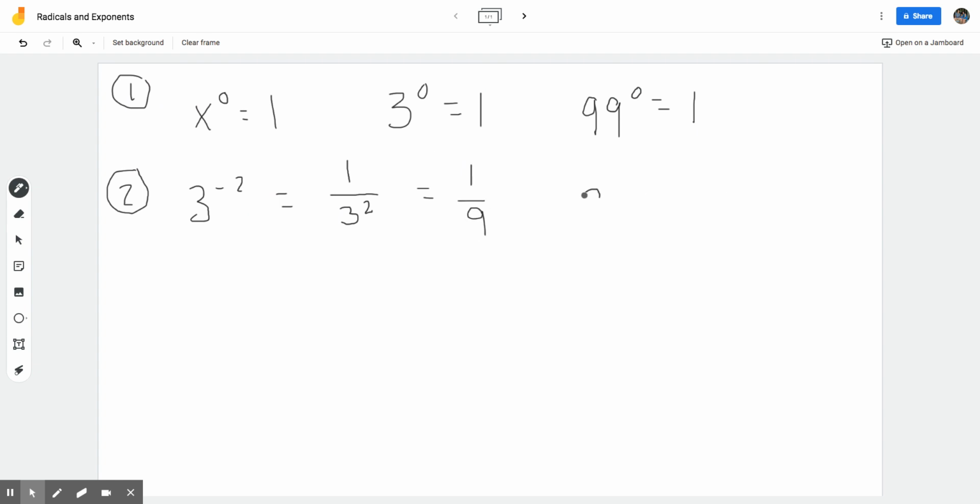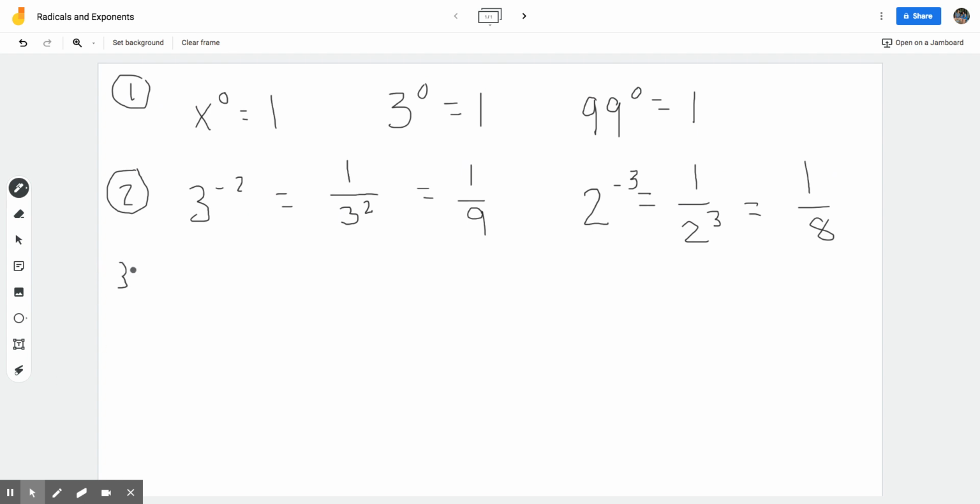If I have 2 to the negative third, then that's going to be equal to 1 over 2 to the third, which is just going to be 1 over 8, because 2 times 2 times 2 is equal to 8.